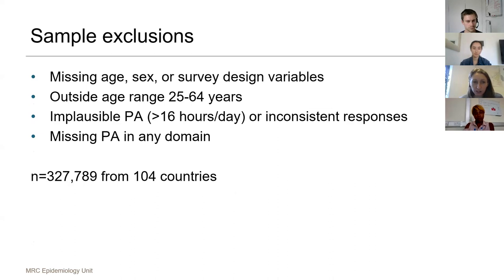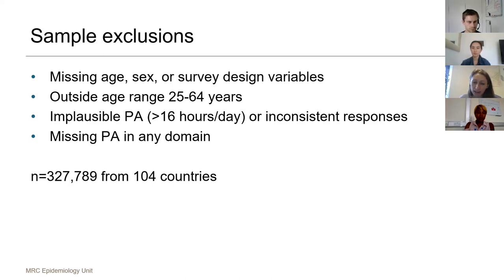Getting on to what our actual sample was, we decided to exclude individuals if they were missing key variables that we needed. So age, sex, any survey design, and anything implausible, missing, or inconsistent in the physical activity data. We restricted the age range to 25 to 64 years because that was common across all surveys.